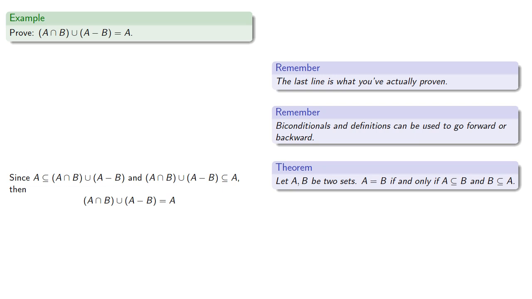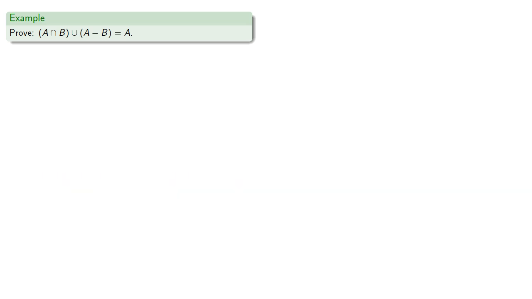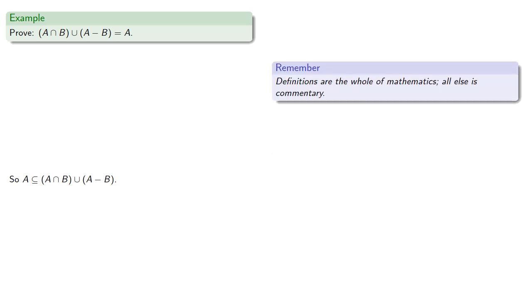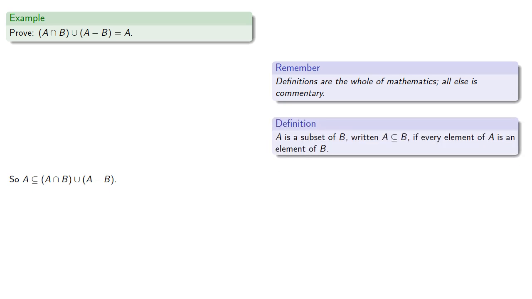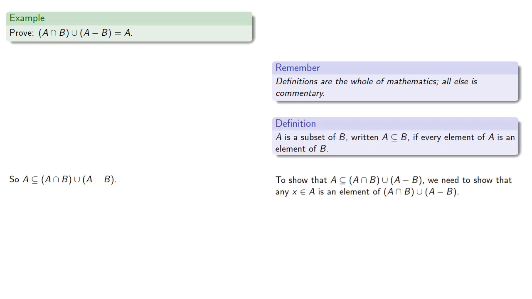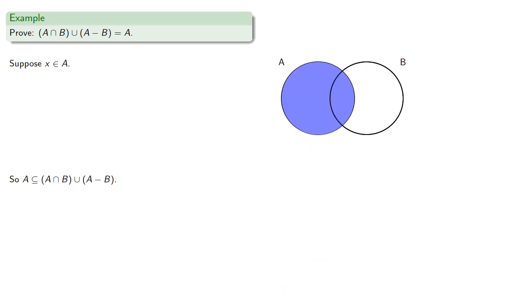We want to show that A is a subset of the union. So again, the last line is what we've proven, so we'll write that as our last line. Now remember, definitions are the whole of mathematics. All else is commentary. To show that one set is a subset of the other, we need to show that any element of the one set is also an element of the other. So let's start with some element in A. Now, if we go back to our Venn diagram, we see that it's going to either be in this intersection or it's going to be in the set difference.